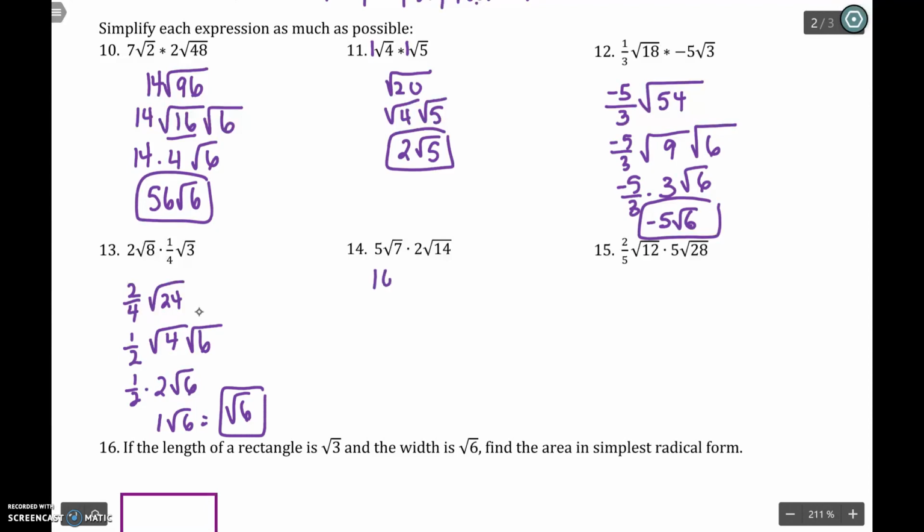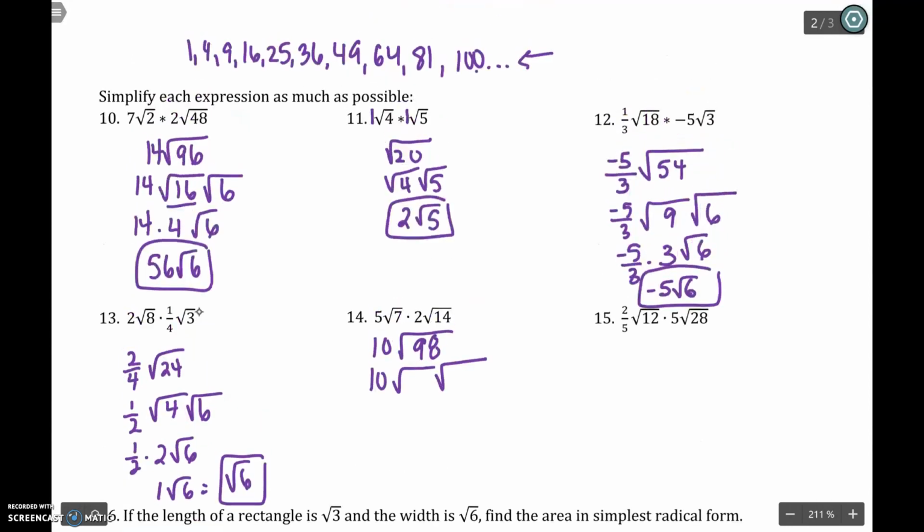5 times 2, outer numbers, is 10. 7 times 14 is 98. We're looking for the largest perfect square that goes into 98. Again, you can divide by your perfect squares if you need to. 49 goes into 98 twice. And the square root of 49 is 7. So this becomes 70 radical 2.